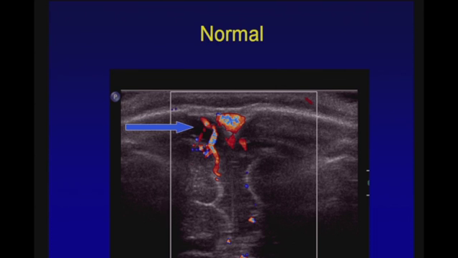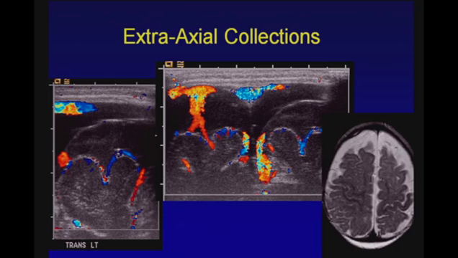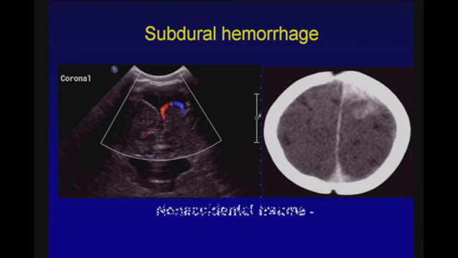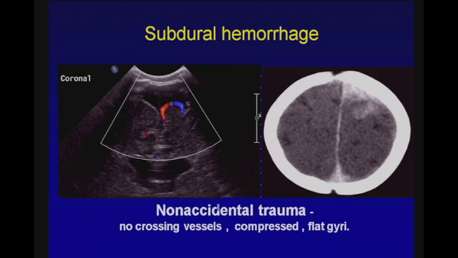It's also useful with transcranial Doppler in the neonate to look at the subarachnoid space. Typically, there are crossing vessels, and this can help to differentiate extra-axial collections that are subarachnoid versus subdural. With a subdural hemorrhage or fluid collection, the vessels are going to be plastered along the convexity of the brain. You will not see any crossing vessels, and the gyri may be flattened.